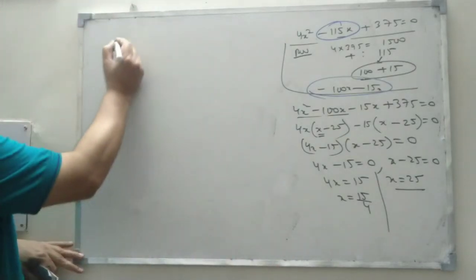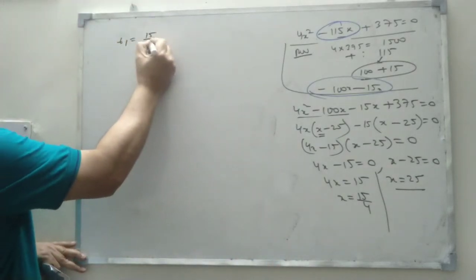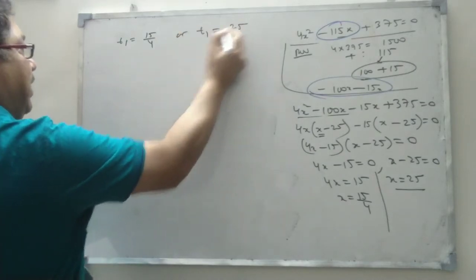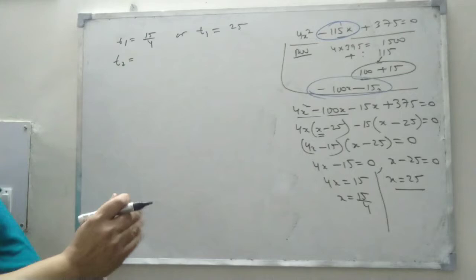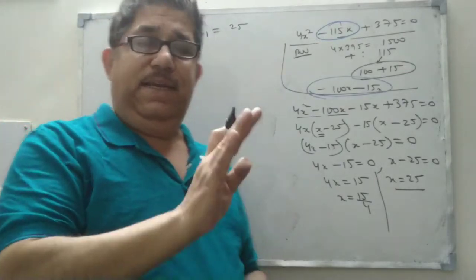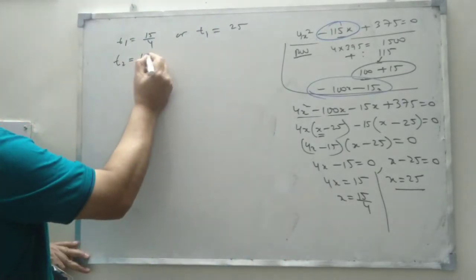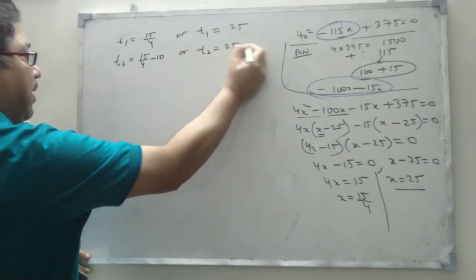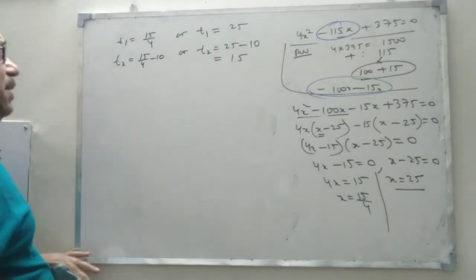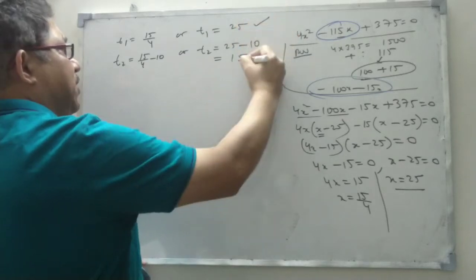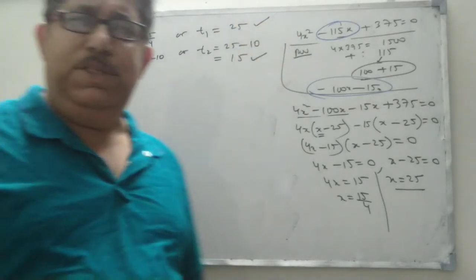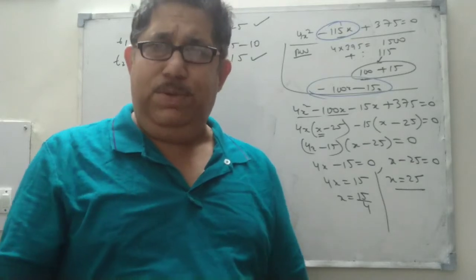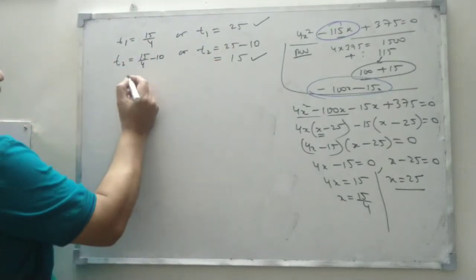So we got T1 equal to 15 by 4 or T1 equal to 25. What is T2? T2 was x minus 10. So 15 by 4 minus 10 or 25 minus 10. Now 25 minus 10 is 15. So 25 is okay and 15 is also okay. Well, possible, like first tab takes 25 hours, second tab, the bigger tab takes 15 hours. Okay, fine. What about this?